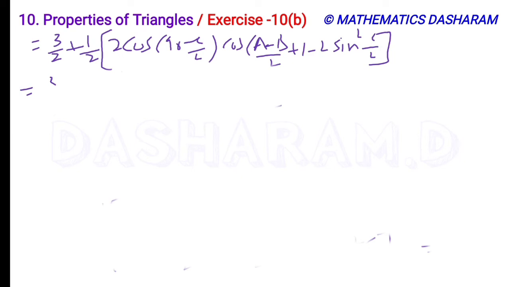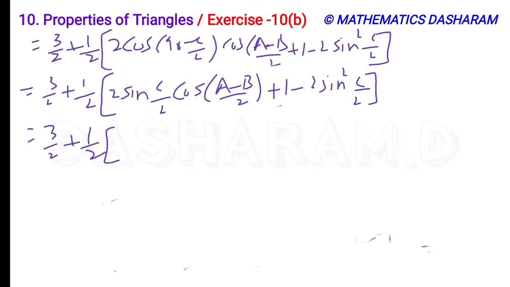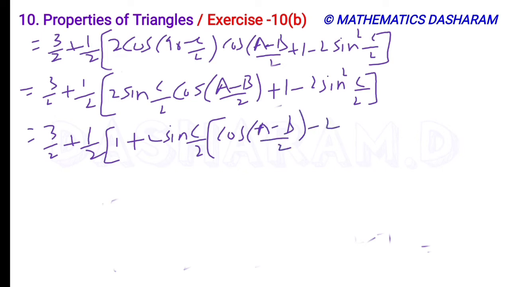So it is equal to 3/2 plus 1/2 bracket of 2 cos(90 - θ) is sin θ. So sin(C/2) into, let's write the 1 at the beginning. So 1 plus, and from these two we can take the 2 sin(C/2) common. So take the bracket: cos((A - B)/2) minus sin(C/2), bracket close.